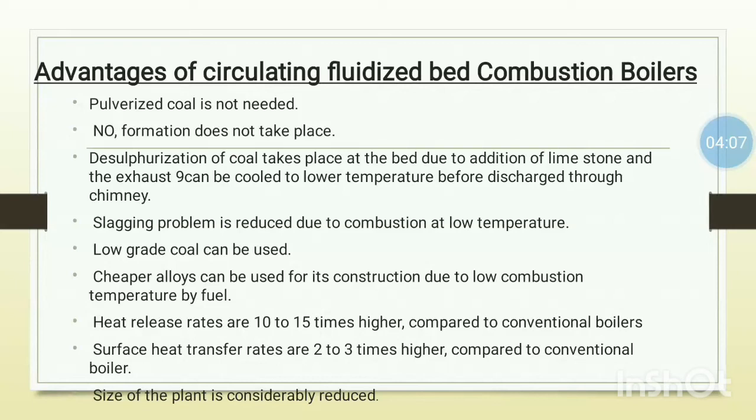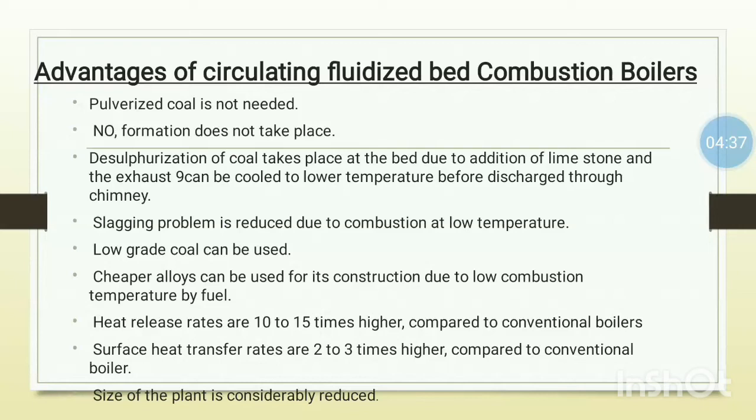Low grade coal can be used, as we have discussed earlier. In this case we can use low grade coal also. Cheaper alloy can be used for its construction due to the low combustion temperature of the fuel. So in case of construction material, low alloy can also be used in this fluidized bed combustion boiler.